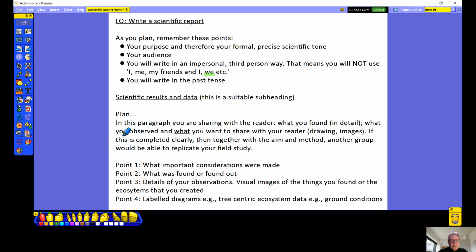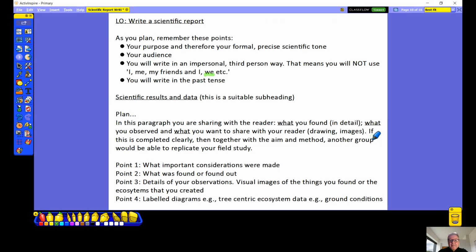When planning this paragraph, you're sharing with the reader what you found in detail, what you observed, and what you want to share with your reader. And this could be drawings, images, or a combination of both.